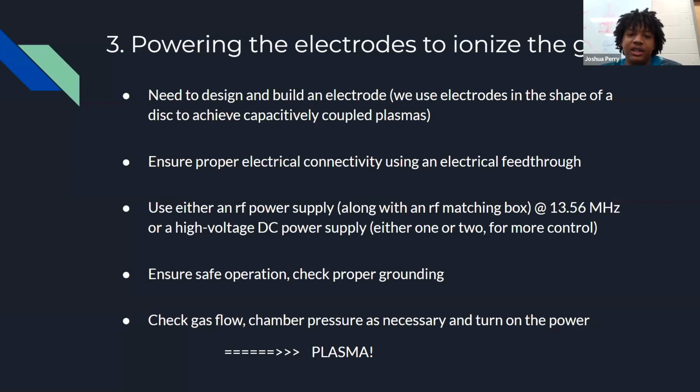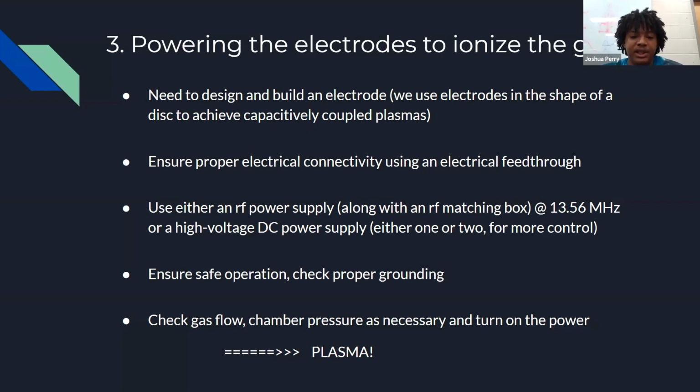And powering electrodes to ionize gas, you need to design an electrode. We use electrodes here at Auburn in the shape of a disc. It creates capacitively coupled plasmas and ensures proper electrical connectivity. That's why you saw the multimeters on it, to make sure we're grounded correctly. And use either an RF or DC power supply. You can use the DC power supplies to bias the plasma in a certain way.